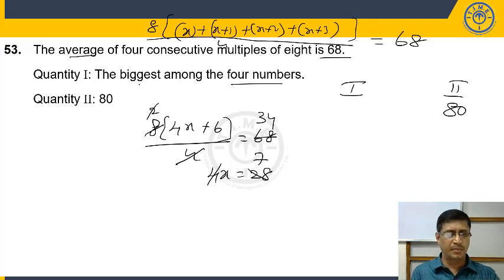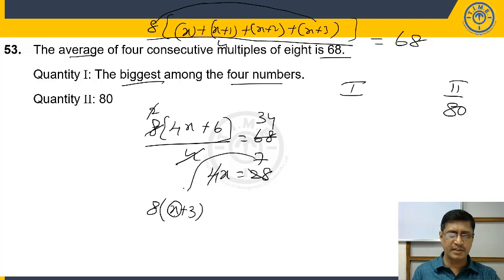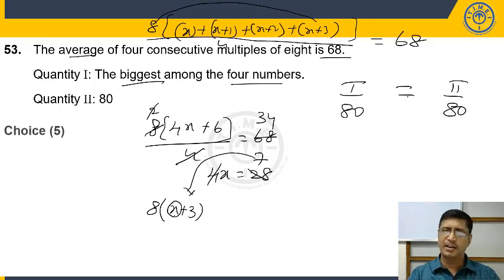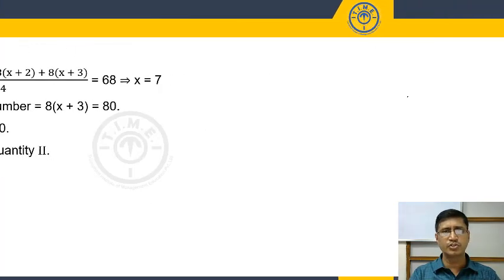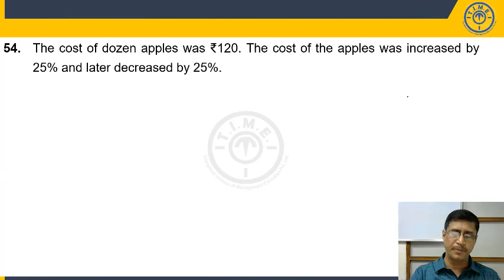What we need to find is the biggest value. The biggest value is 8 into x plus 3. With x equal to 7, 7 plus 3 is equal to 10, and 10 into 8 is equal to 80. Now how are these two related? These two are equal. Quantity 1 and quantity 2 are both the same. When the two are the same, the right choice is option number 5.